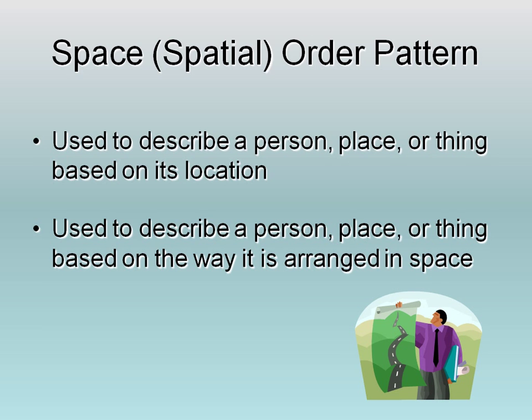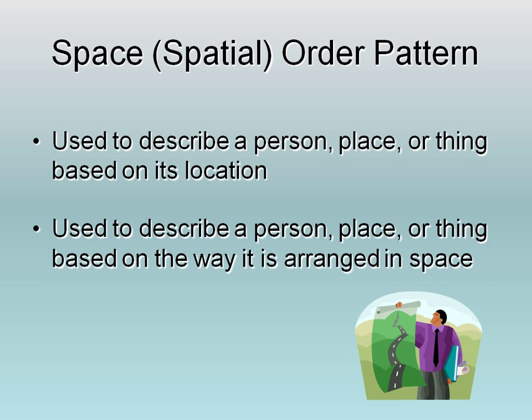Thought pattern number 2, the space or spatial order pattern. The space order pattern allows authors to describe a person, place, or thing based on its location or the way it is arranged in space.